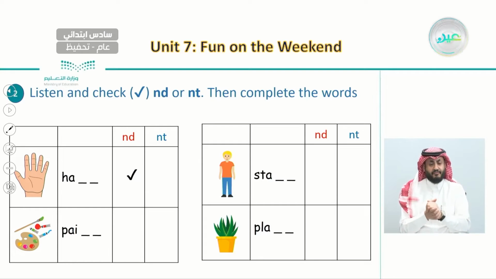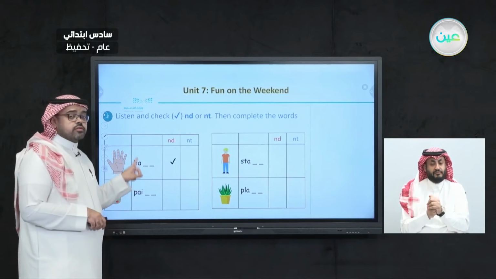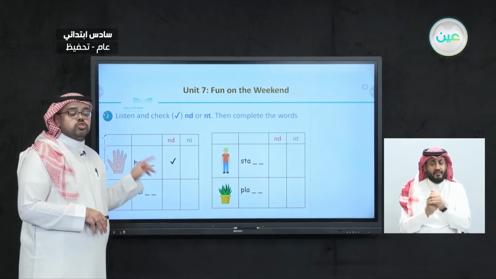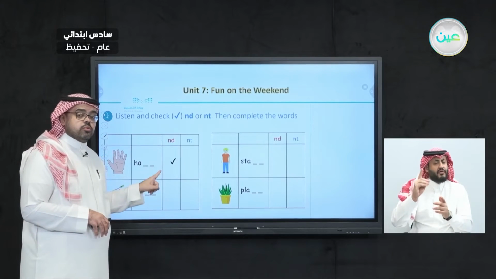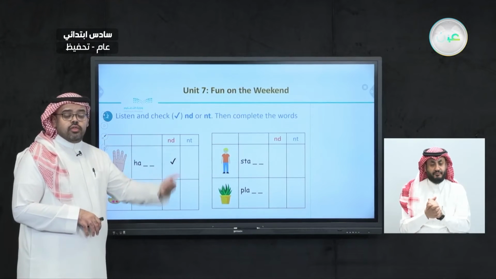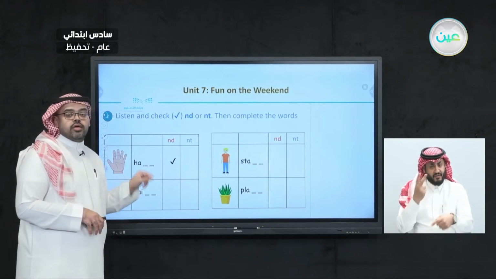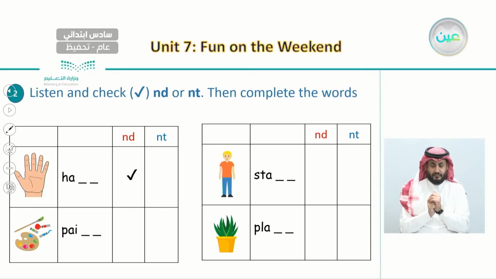In this one, we're going to listen and put a check mark for the words that end with ND and the words that end with NT. And then we're going to complete the whole words. As an example, I'm going to say the first word, and you will see that the sound of this word ends with ND. After I listen, the writing part comes in. Here I need to finish and complete the word. So let's start with the first one.